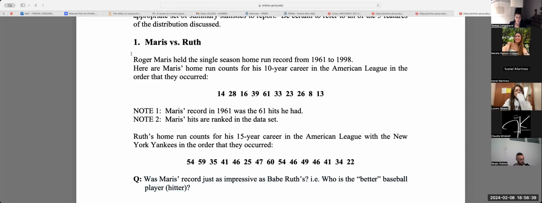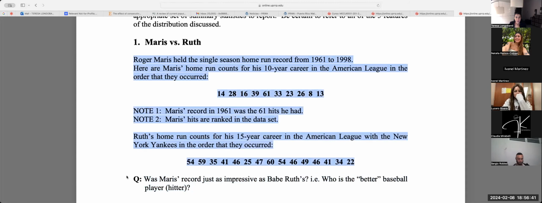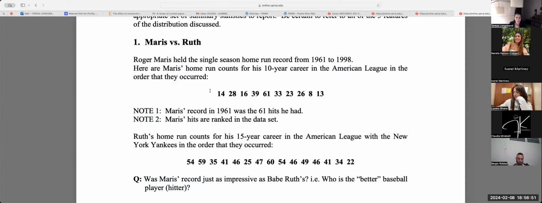So this data set is covered in Unit 2, all about the two baseball players and their hits during their careers. Roger Maris had a career in the 60s to the 90s, and these were his home run hits in his 10-year career. I mean, this is more than 10 years, but I guess he didn't play in the major leagues every year. And then these were Babe Ruth's 15-year career and his home run hits.